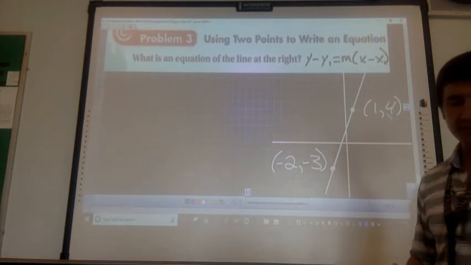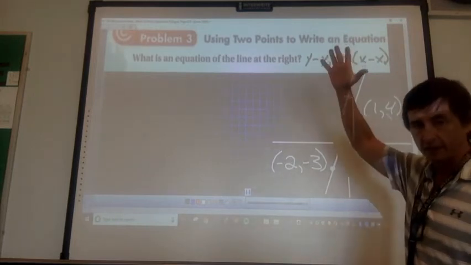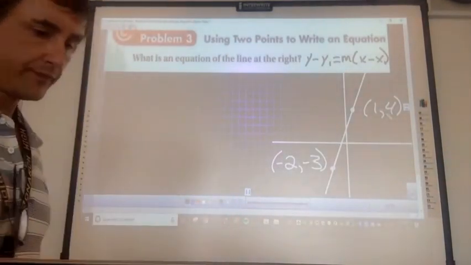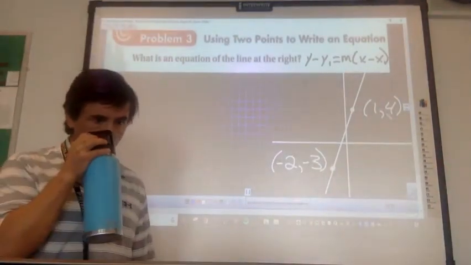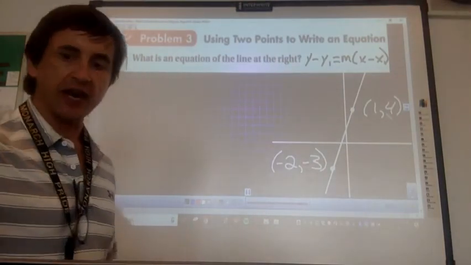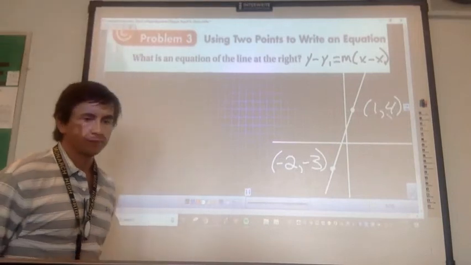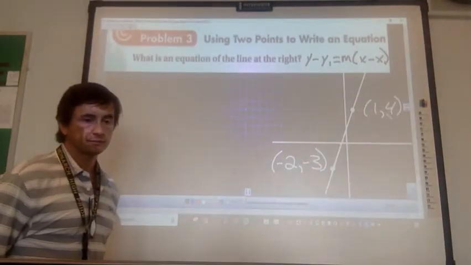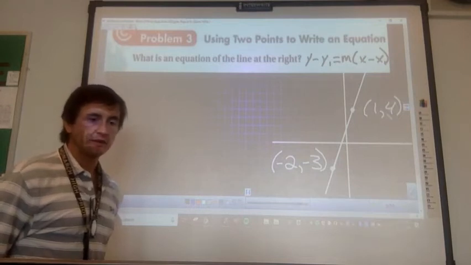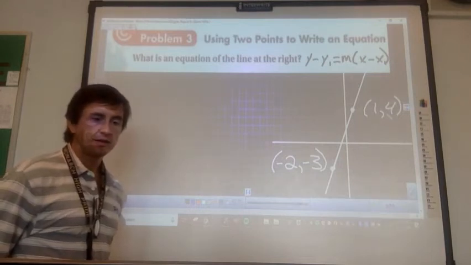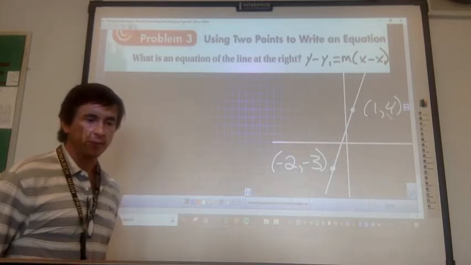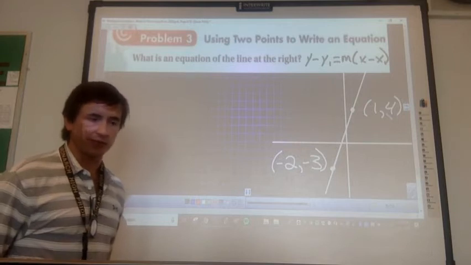How would you find out the slope? Somebody raise their hand and tell me how they would get the slope. 2 different ways. Come on, you're better than that. Jackson. One way is you could count the boxes from one point to the other. Good. What's the other way? Do you know that too? Nope. Y2 minus Y1 over X2 minus X1, right? You could use that formula that I really don't like.